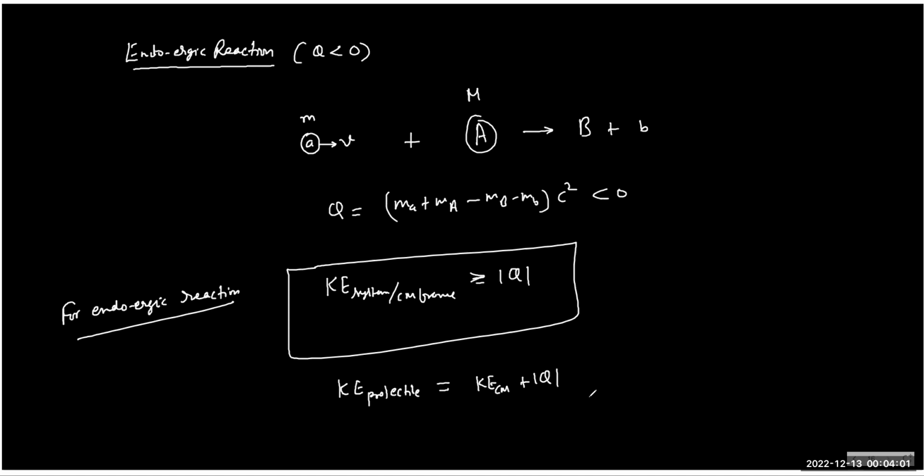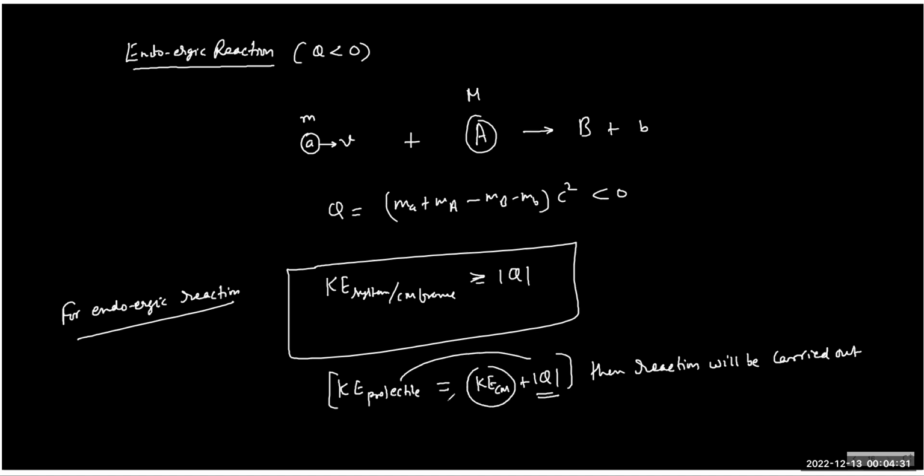Understood. So this is the energy of the center of mass. If this condition is met, then the reaction will be carried out. So only Q is not sufficient, because if you say this is equal to this, then the violation of momentum will take place, isn't it? Are you getting it? Tell me honestly. Yes, sir.